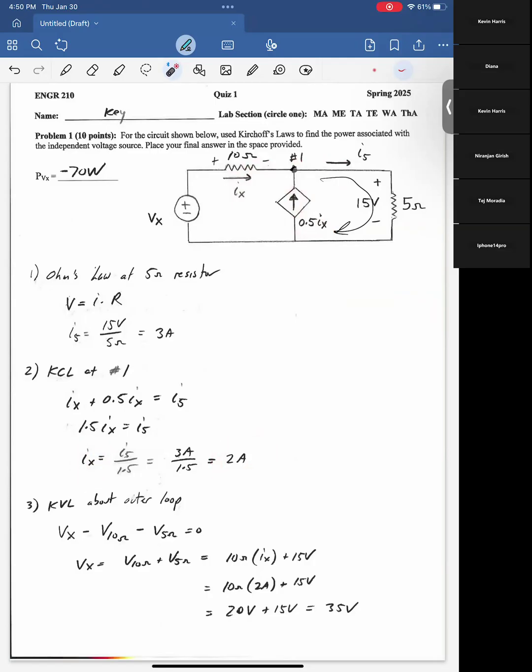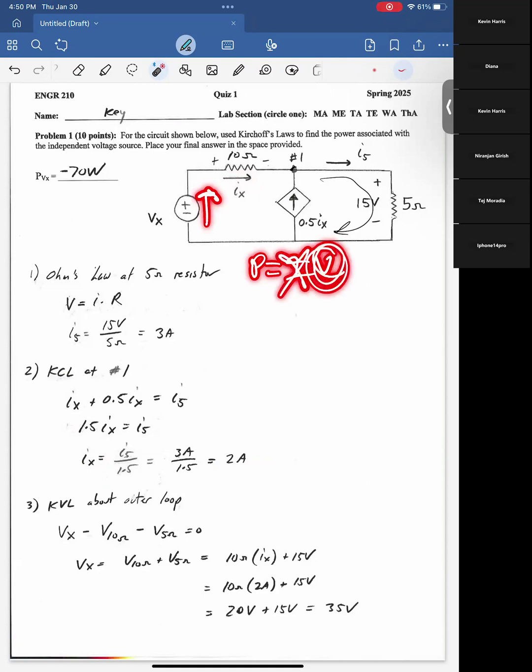Then, last but not least, we look at this side, because we found the voltage here and here, and we found the current here. Since we found IX as 2 amps, we can say that there's 2 amps going through here. And remember, P equals IV, so we found the I. We just have to find the V.